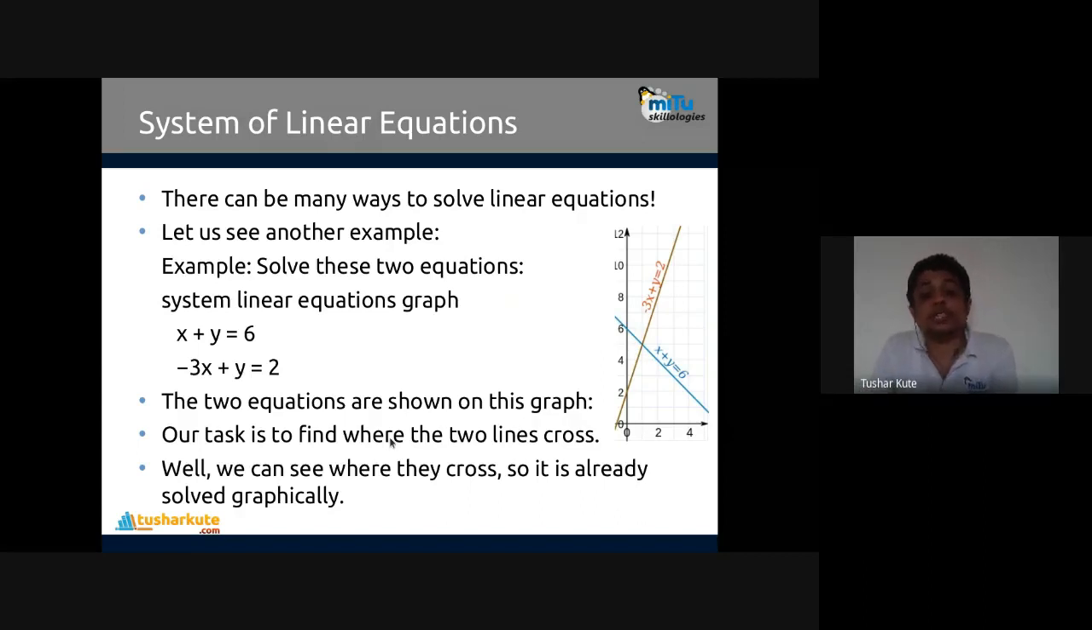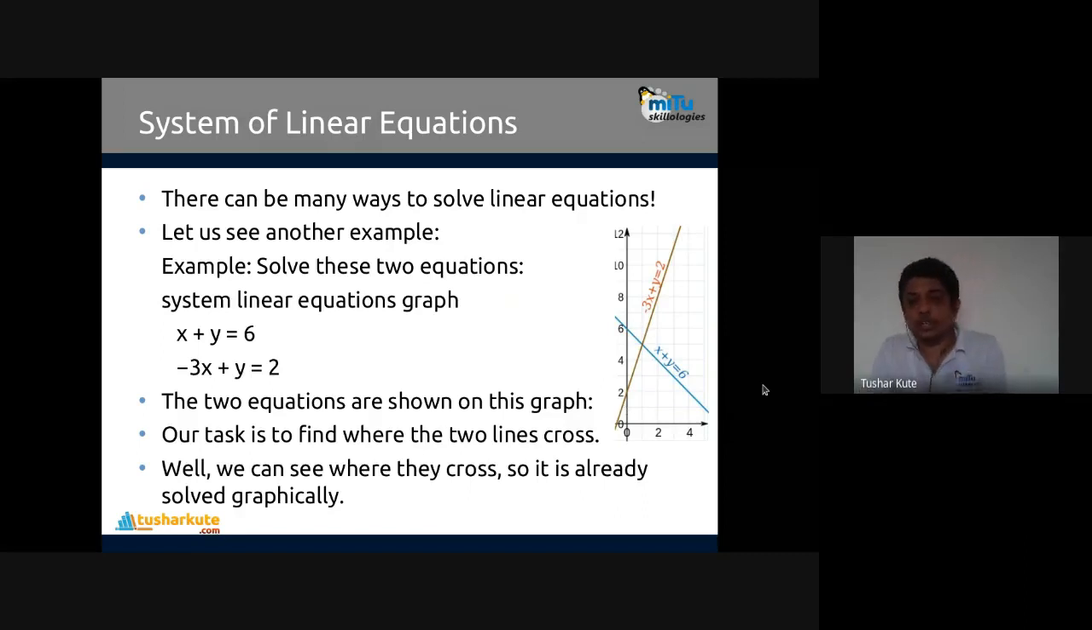And the second one is minus 3x plus y is equal to 2. So here the multiplication factor of x is minus 3. That's why we got the inverse plot of this particular line. Minus 3x plus y is equal to 2 is like this. So the first equation is here, the second equation is here.